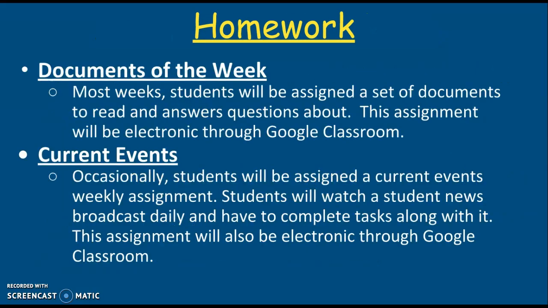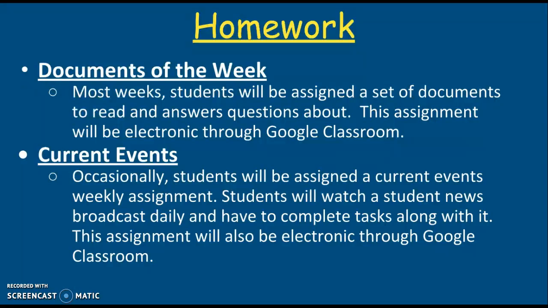As far as homework, what most of the homework looks like in social studies in 7th grade is the form of a weekly assignment. These will alternate and vary, but for the most part, the homework might consist of documents of the week, where we will give them a set of historical documents to read and answer some questions. This homework will always be electronic through Google Classroom.